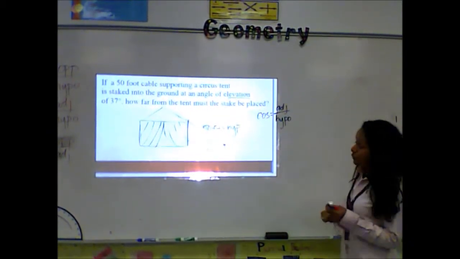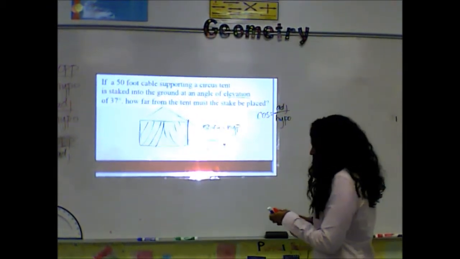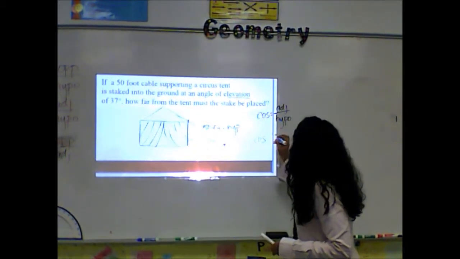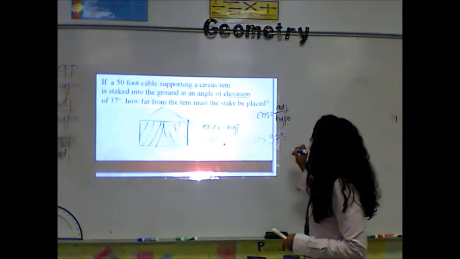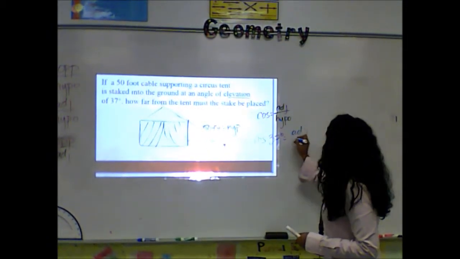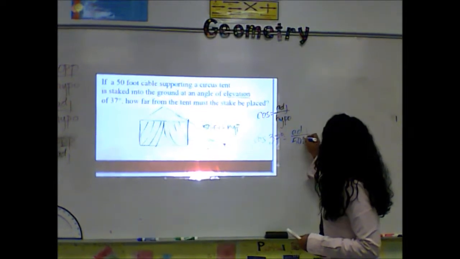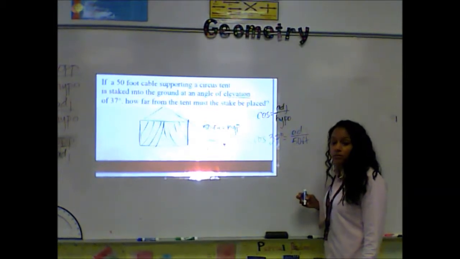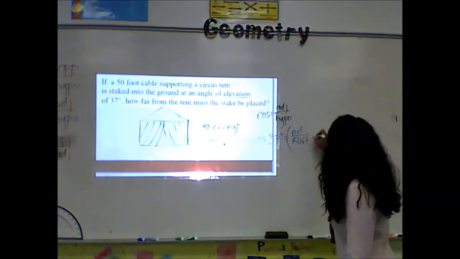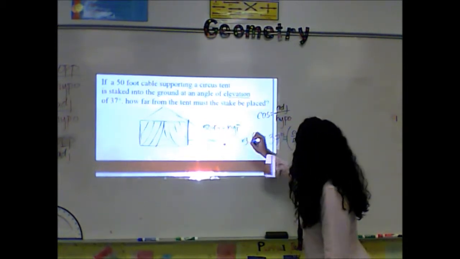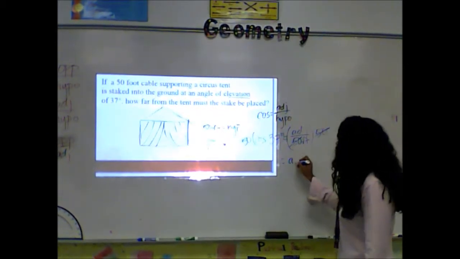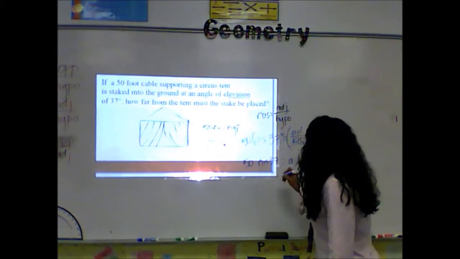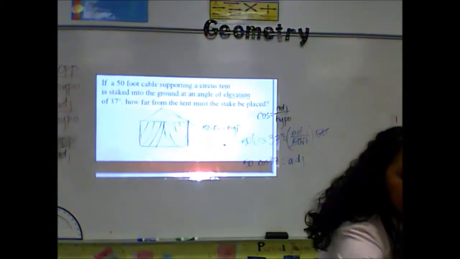Alright, so let's plug in our information and figure it out. We're going to find the cosine of 37 degrees is equal to adjacent over the hypotenuse, which is 50 feet. How are we going to solve this equation? You multiply by 50 on both sides. These go away, and we're left with adjacent on the right, and 50 times the cosine of 37 on the left. Go ahead and plug that in.